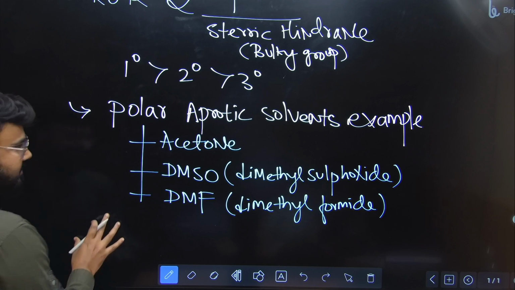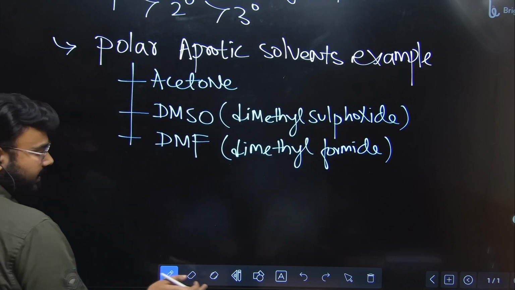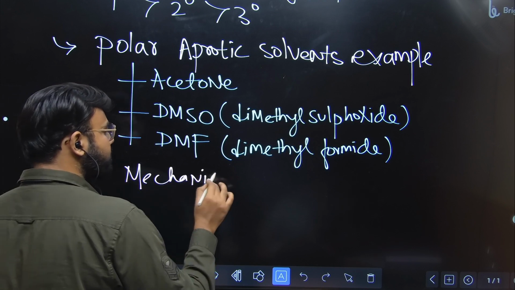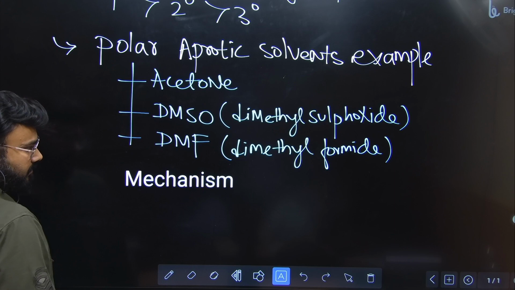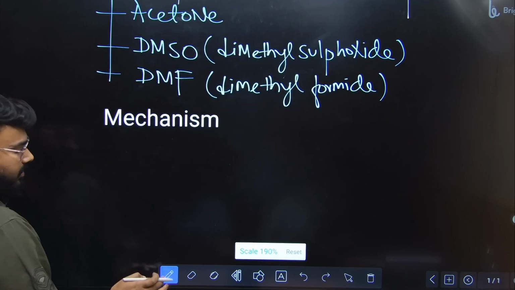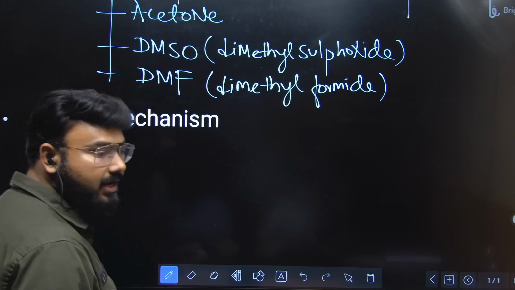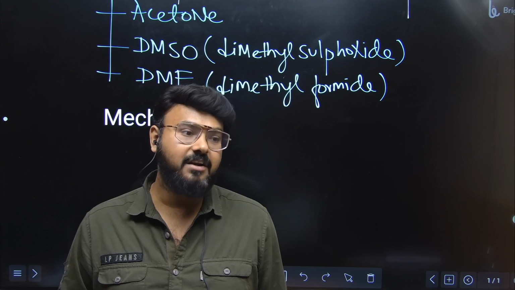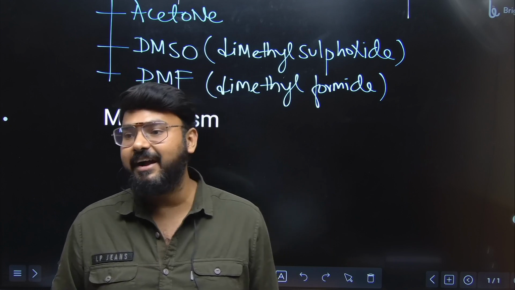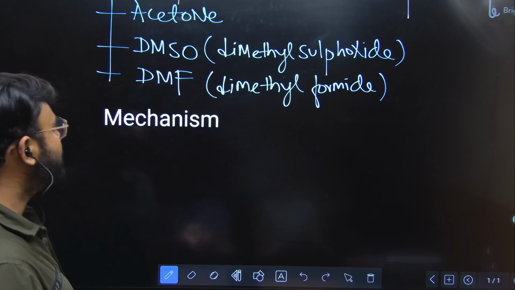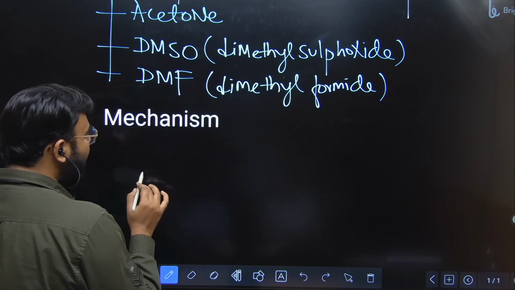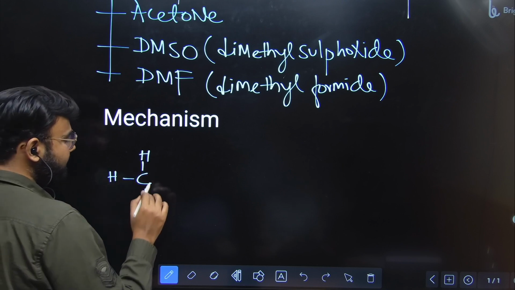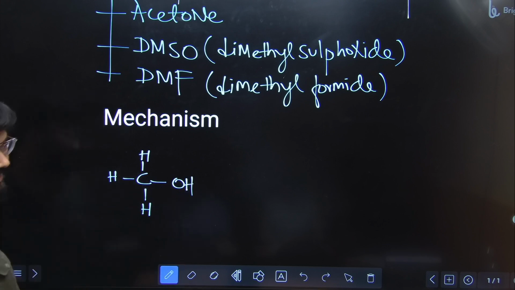Okay. So guys, now it's time for mechanism. My dear students, write down. We have mechanism. Can everyone be quiet? Now tell me, in the mechanism, it has only one step. And what is the order of reaction here? Steric hindrance is there, so 1, 2, 3. So which alcohol we take ideally? Methyl alcohol, right? So let's take the example of methyl alcohol.